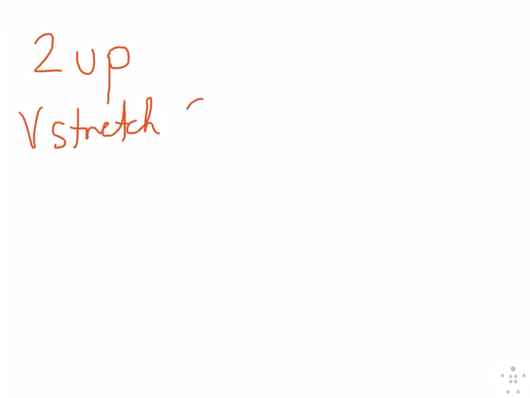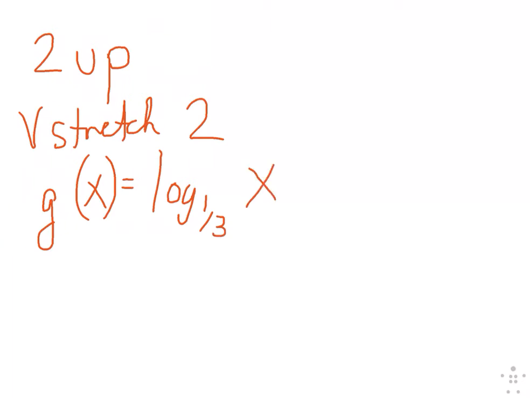Second part, and I know you guys have seen these many times before. It says, let f be a translation of 2 units up, followed by a vertical stretch of 2 to the graph of log base 1/3 of x. I want the new equation. So we need to put the pieces in. Does it matter which one goes first? Yes. Because it says this one first followed by this one. When it says followed by, you've got to make sure you put it in the right spot.